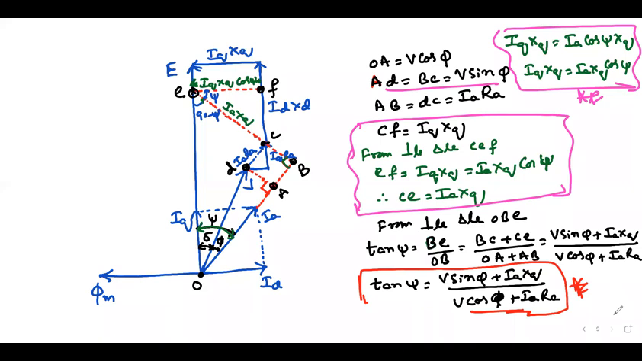You have written that CF is equal to IQXQ. I think, sir, that is CE, not CF. Oh, sorry, yes, you're right. That is EF, not CF. EF is equal to IQXQ. Correct, it looks like C and E are similar. Now let us do the problems mainly on this.